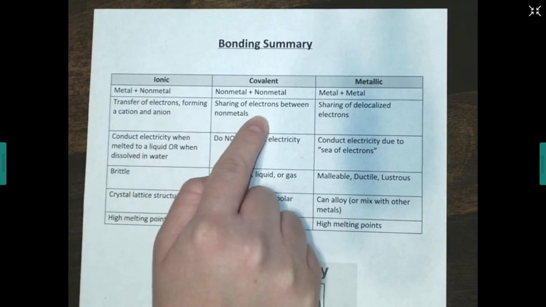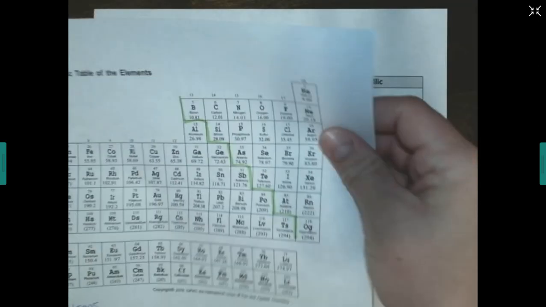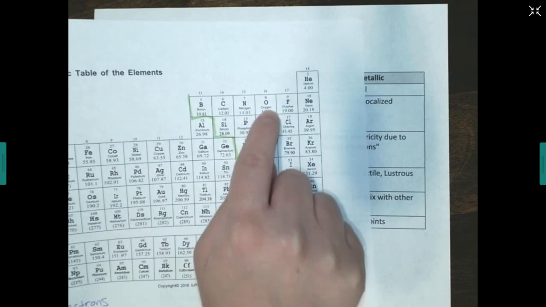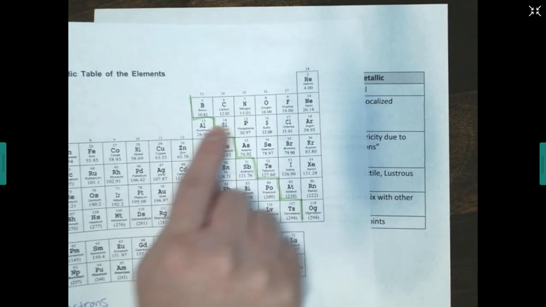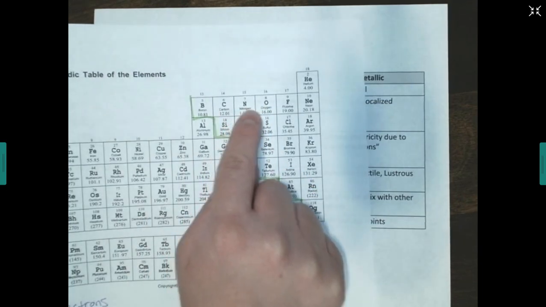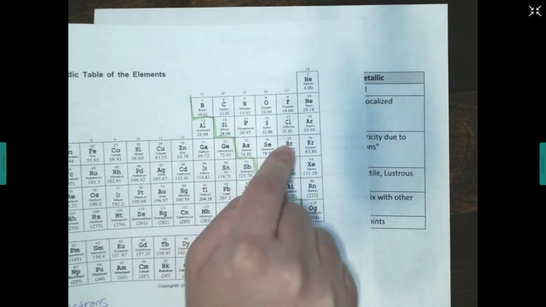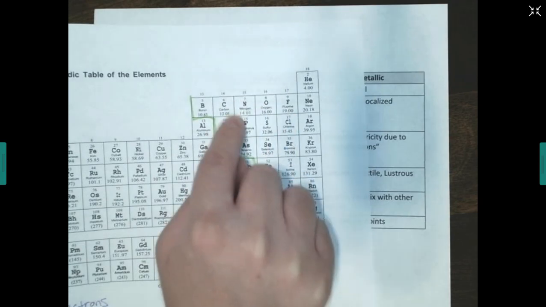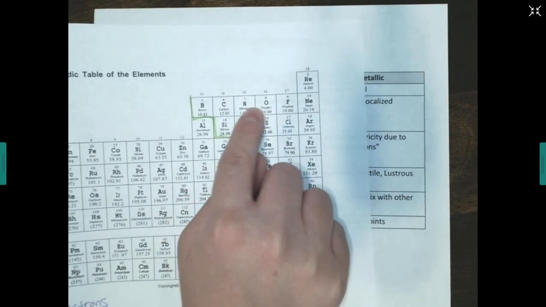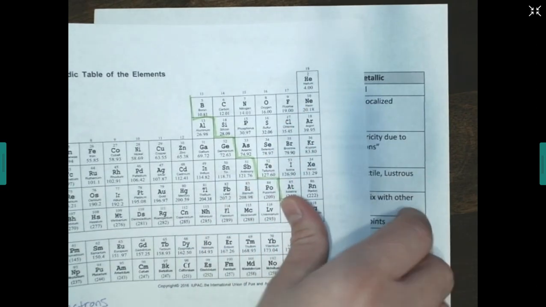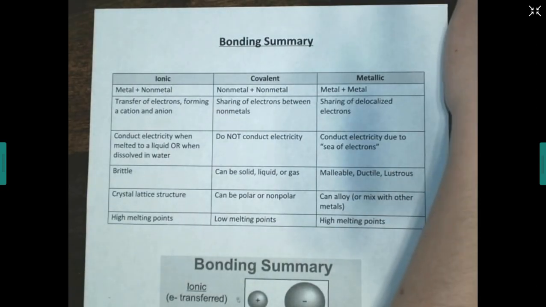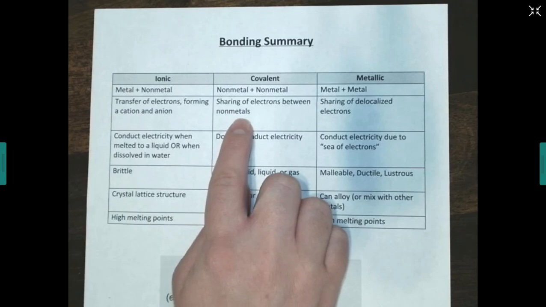In a covalent bond, it's two nonmetals. All these nonmetals here don't want to lose electrons, because if they lose electrons, they'll be less stable. They want to gain electrons because they're really close to the noble gases. So because they both want to gain electrons, they share. Oxygen might come to nitrogen and say, hey, we can share our electrons, and then we can both become more stable. So that's why covalent bonds are sharing electrons between nonmetals.